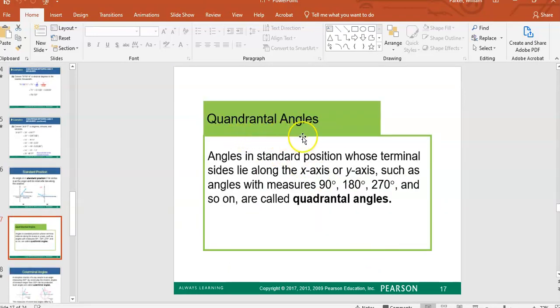Now quadrantal angles: angles that are along the x-axis or the y-axis. In other words, 90 degrees, 180 degrees, 270 degrees, goes on to 360 degrees, and so on. These are called quadrantals. That means they are not in between in the middle. They are actually touching an x-axis or a y-axis on however many degrees we go.